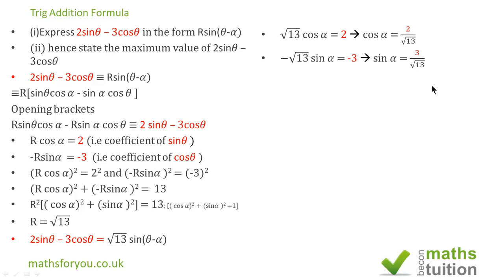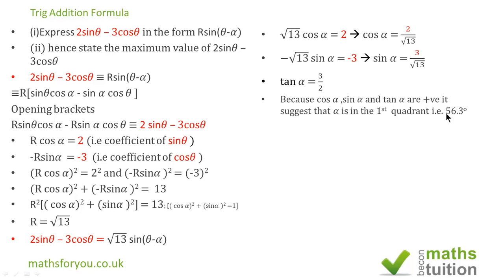For tan alpha, if we divide minus root 13 sin alpha by root 13 cos alpha, that becomes minus 3 over 2, and because you've got minus on both sides, tan alpha is 3 over 2. Now cos alpha is positive, so is sin alpha, and so is tan alpha, which means that alpha must be in the first quadrant, and alpha is 56.3 degrees. So 2 sin theta minus 3 cos theta becomes the square root of 13 sin(theta minus 56.3 degrees).